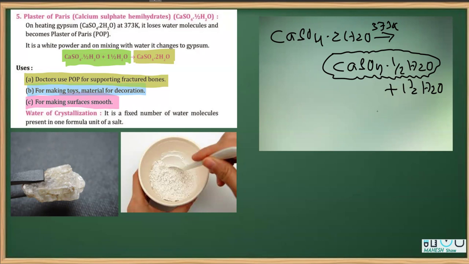plaster of Paris. So this is the reason, as I said, that POP absorbs water and turns into a hard substance. And that's the reason why we always keep it in a watertight container. Now let's discuss some questions based on this chapter or this topic.